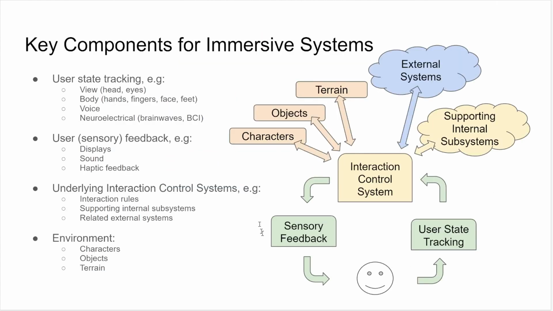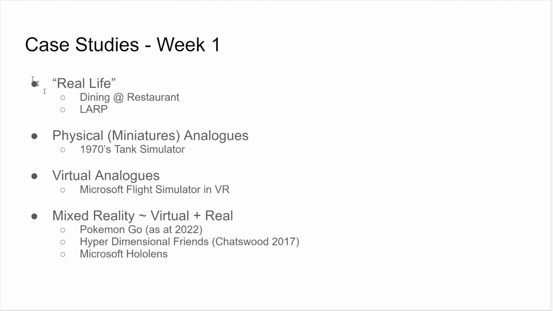I won't go through the whole thing, but to try and make it a little bit more digestible, let's have a look at some examples and how this interaction cycle applies to these examples here. So we can have a look at real life to begin with. So then dining at a restaurant, and then this thing called live action role playing.